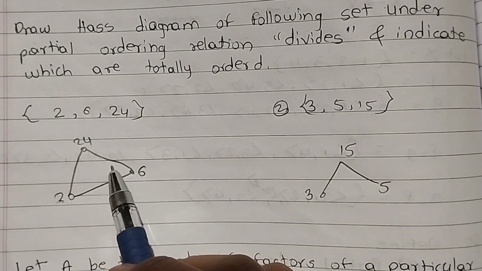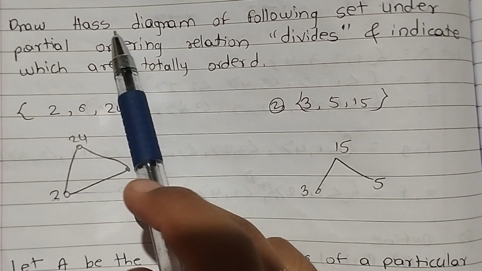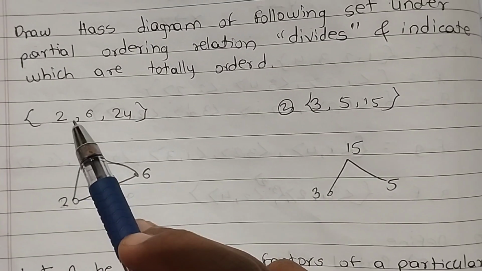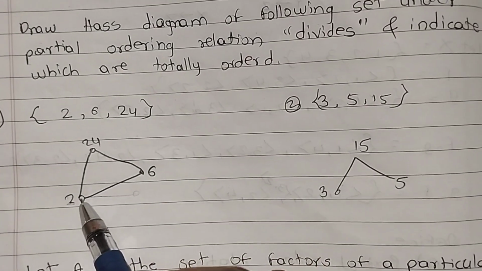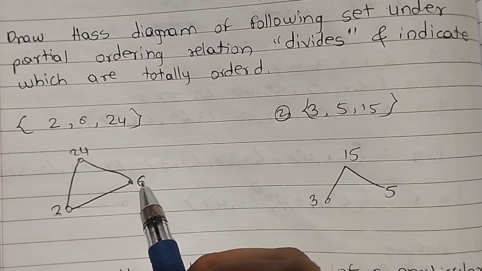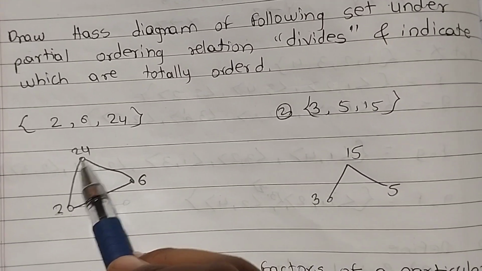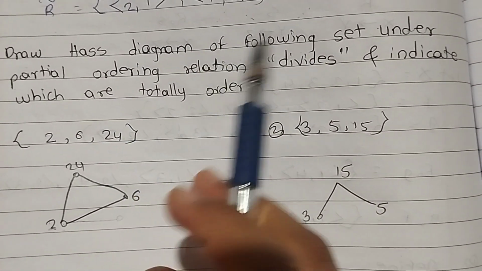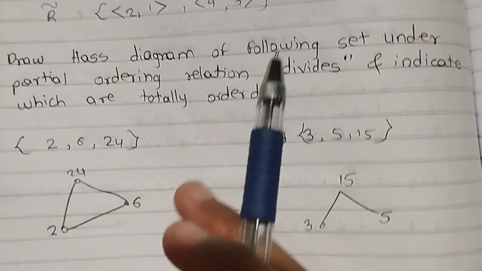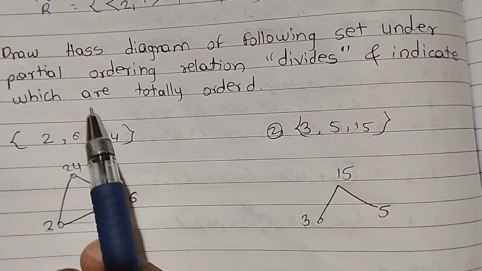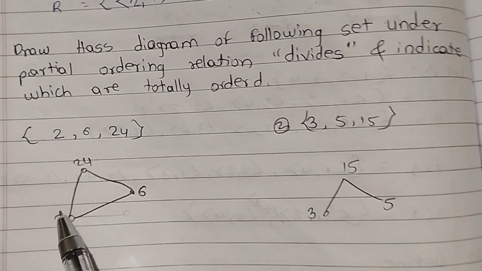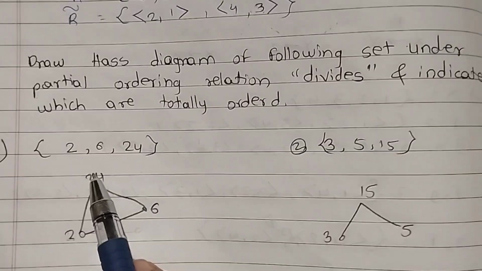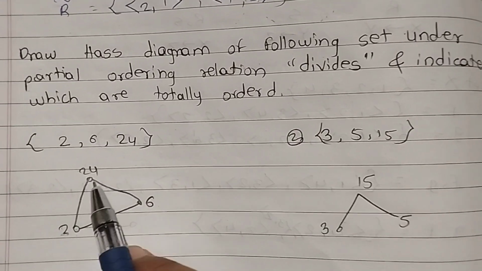Any graphical representation for the poset is called the Hasse diagram. So now we draw the Hasse diagram for 2, 6, 24. Starting from 2, it is connected to 6 and 24 both, because both are divisible by 2. The question says: draw the Hasse diagram of the following sets under the partial ordering relation divides, and indicate which is totally ordered. 2 divides 24 and 2 divides 6 both, and 6 also divides 24. So that's why a triangle is formed.